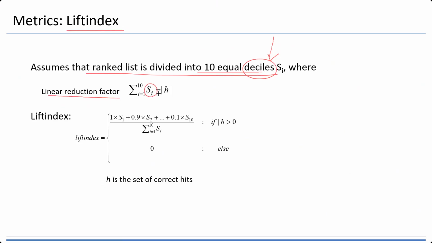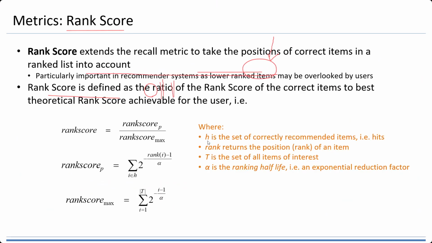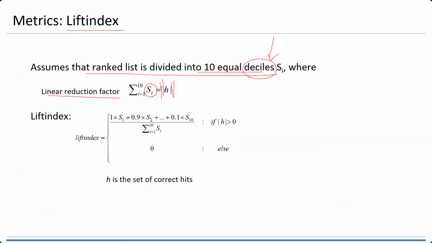SI, it means the number, or this is the dimension of its. What is its? Its is the set of correctly recommended items, or we call it hits. So the number of hits. So if this index, we have the leaf index.